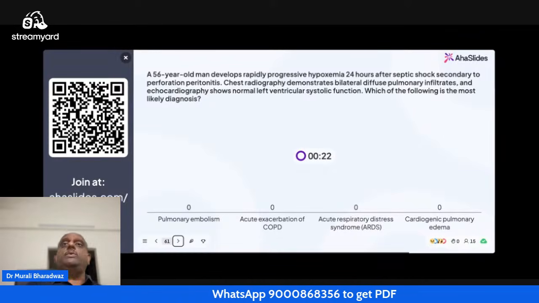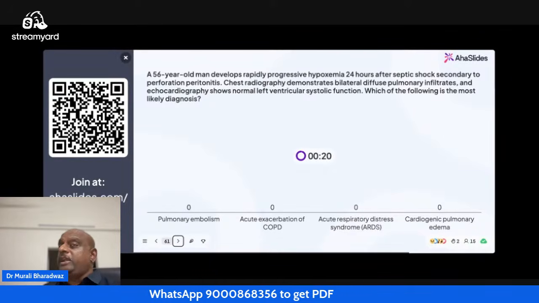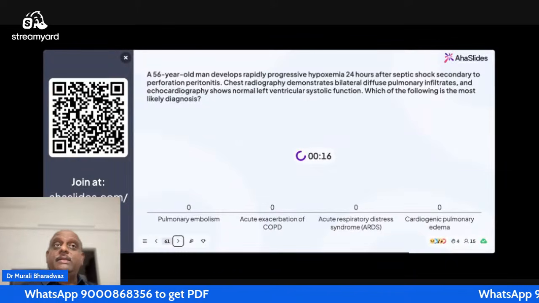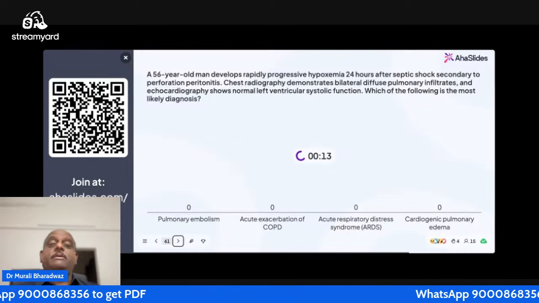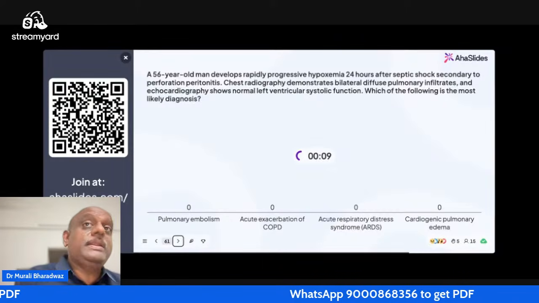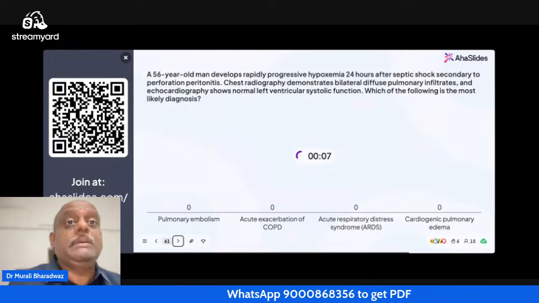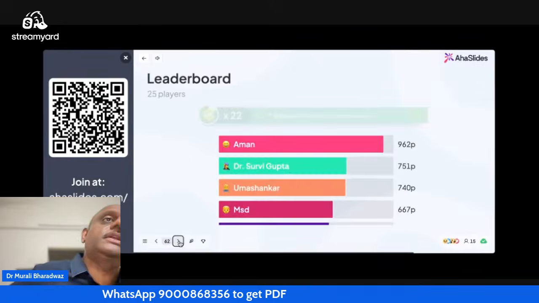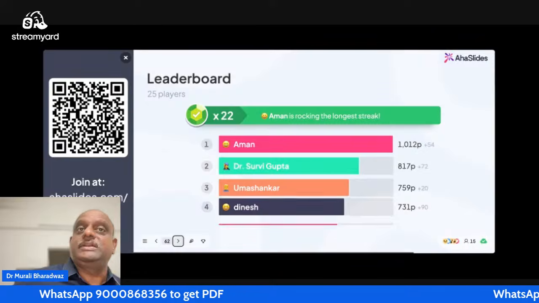56-year-old with progressive hypoxemia, 24 hours after the septic shock. Perforation is there in the bowel. Peritonitis is there. Normal LV systolic function, but pulmonary edema. Typically, what is your answer, doctor? I'm sure most of you correctly answered.